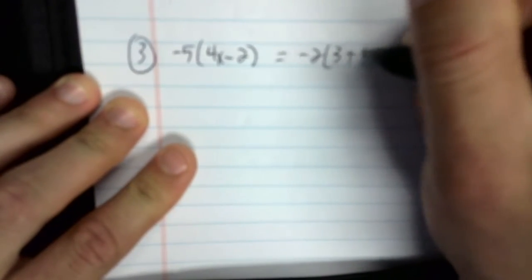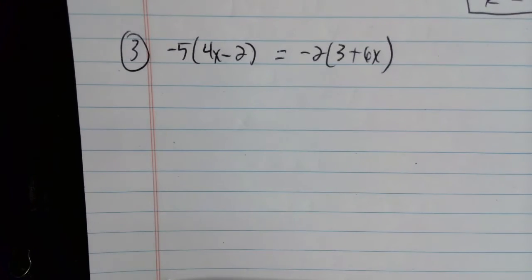So this is where we're advancing to lesson 103. Distributive property. I hear some good vocabulary here.